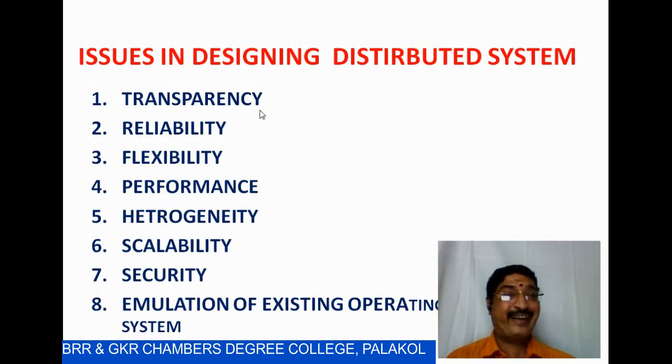First one is transparency, reliability, flexibility, performance, heterogeneity, scalability, security, emulation of existing operating system. Let us see each one. First one is transparency. What is transparency?